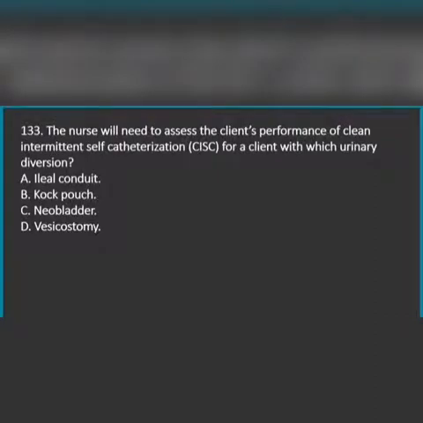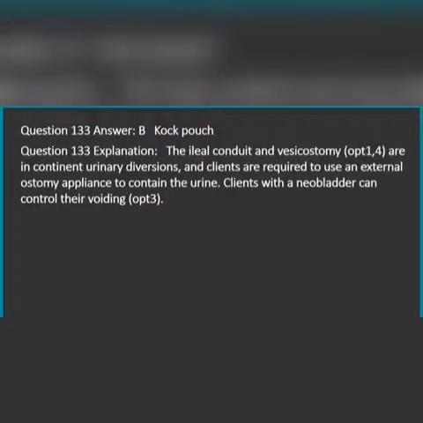The nurse will need to assess the client's performance of clean intermittent self-catheterization, CISC, for a client with which urinary diversion? A. Ileal conduit. B. Cock pouch. C. Neobladder. D. Vesicostomy. Question 133. Answer: B.